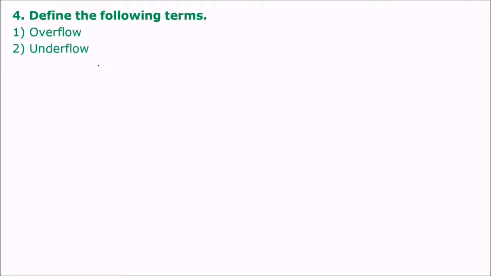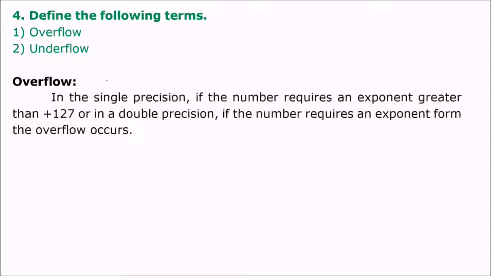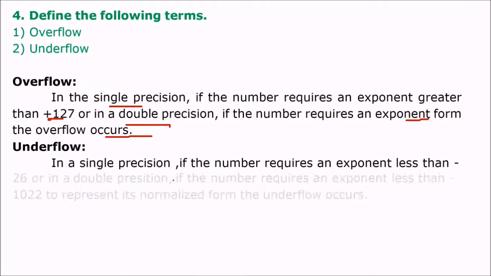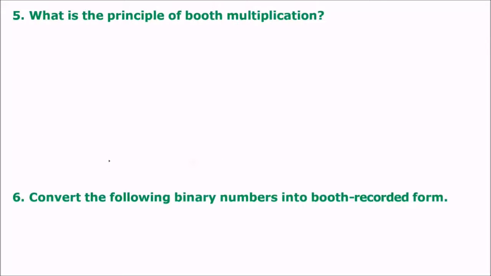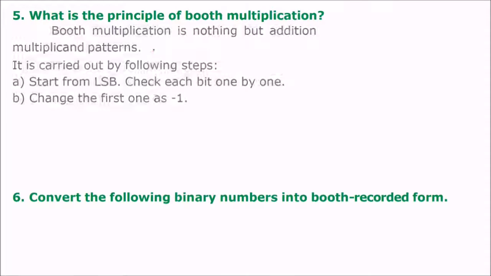Define these terms: overflow, underflow. Let us see overflow first. In single precision, if the number requires an exponent which is greater than plus 127, or in double precision, if the number requires an exponent beyond its range, then the overflow would occur. In underflow, in single precision, if the number requires an exponent which is less than minus 126, or in double precision, if the number requires an exponent less than minus 1022 to represent its normalized form, then the underflow would occur.